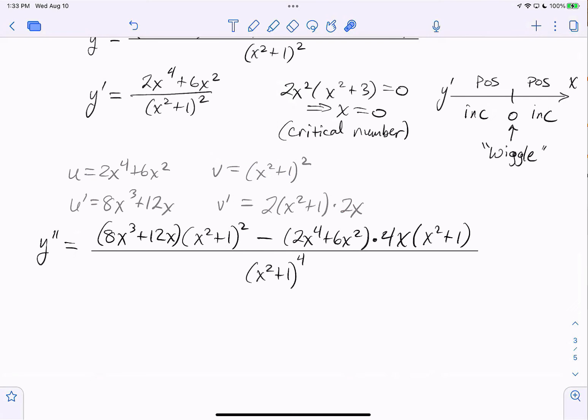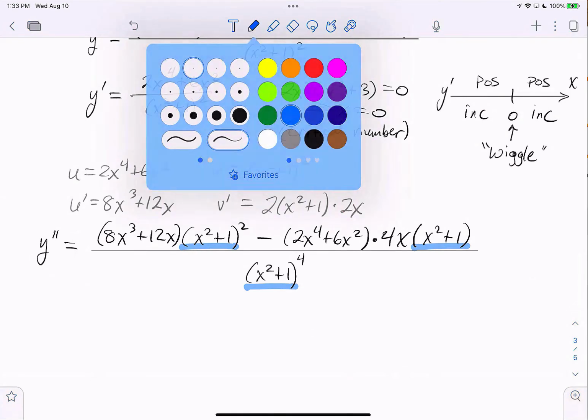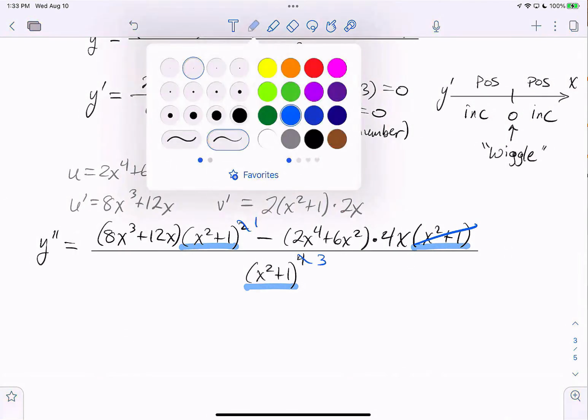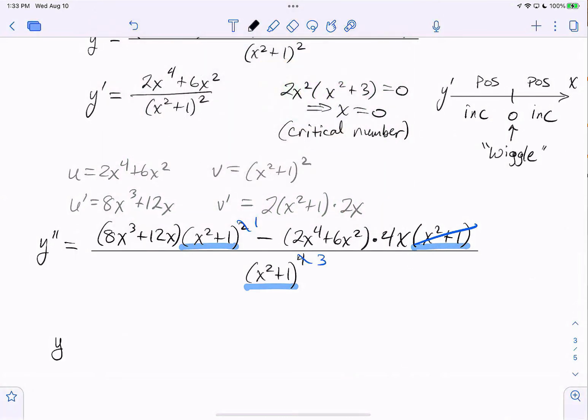Now, the thing that happens with second derivatives for rational functions that I alluded to just a minute ago is you'll notice the base of v, in this case x squared plus 1, is present in all terms in the numerator and it's in the denominator. Therefore, one factor of that is going to divide out. Look for that when you're finding the second derivative of a rational function. It's much better than smashing everything together and then trying to factor it out later.